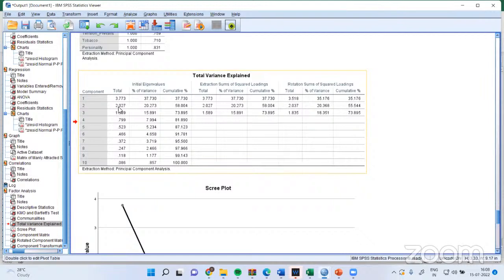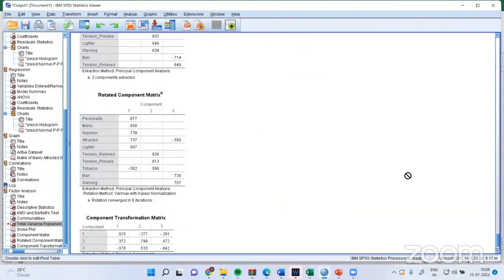The total was 3. So the percentage is 37, 20, 15. Cumulative is 37, 58, 73. And on that basis, the percentage is calculated, right? So if you are getting anything above 60%, your factorization is meaningful. Okay. Now, what is the interpretation which we have done?